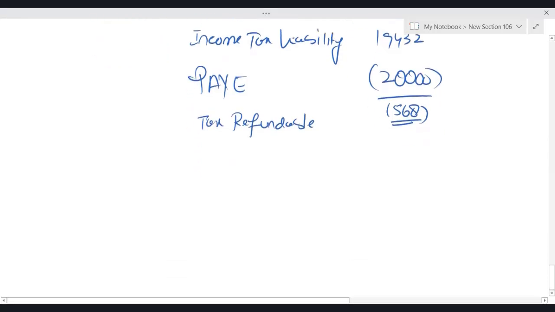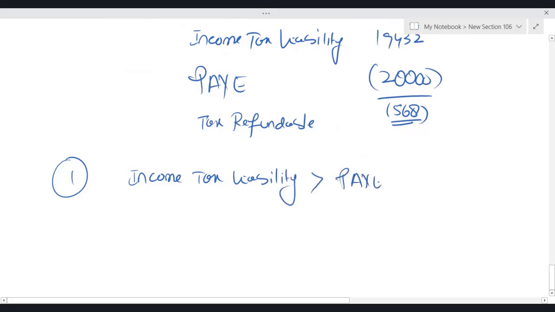So whenever number 1 finding, income tax liability, is more than the tax paid, then you will have tax payable.